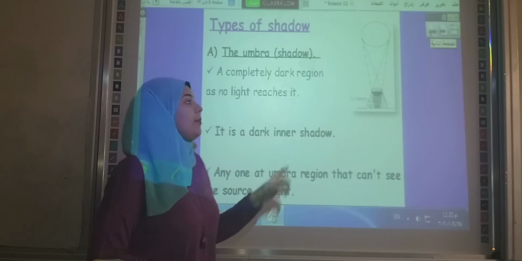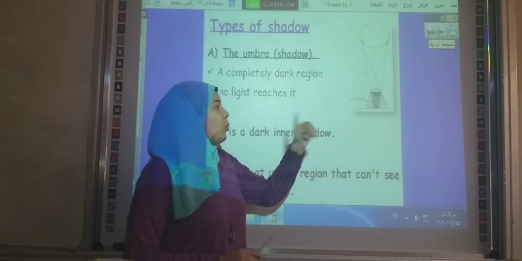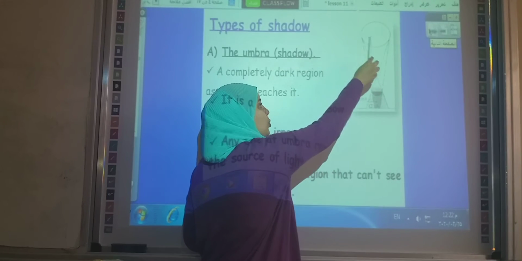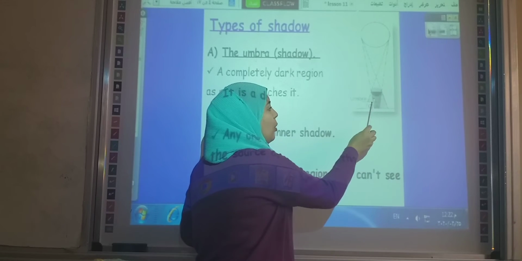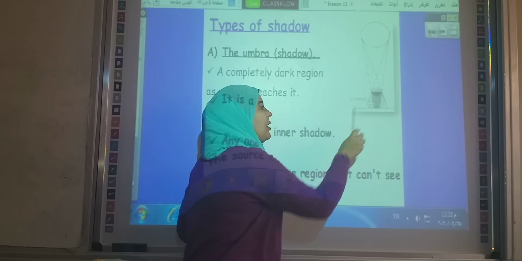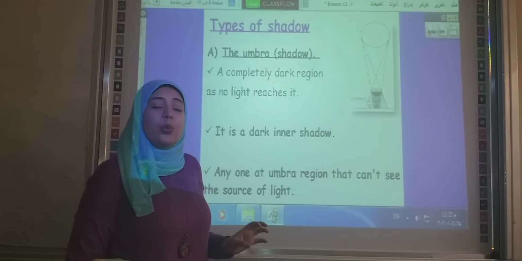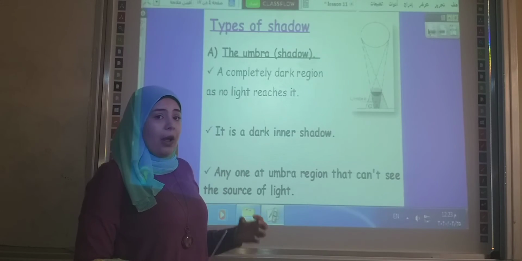Excellent. Okay, we have here many types of shadow. Number 1, this is the source of light, and this is the body which prevents the sunlight from reaching the other part. Here we have a dark shadow. This dark shadow, we call it the umbra region. Repeat after me. We call it umbra region.